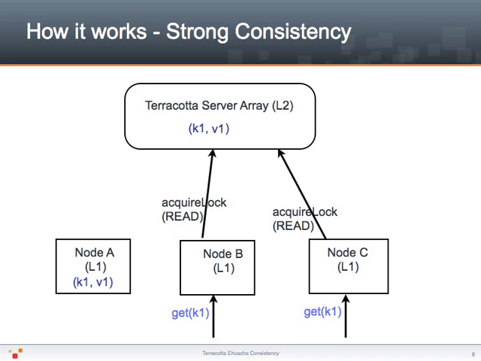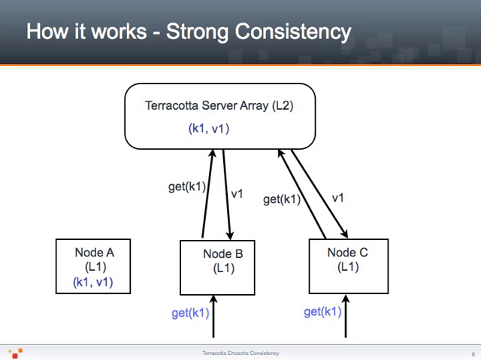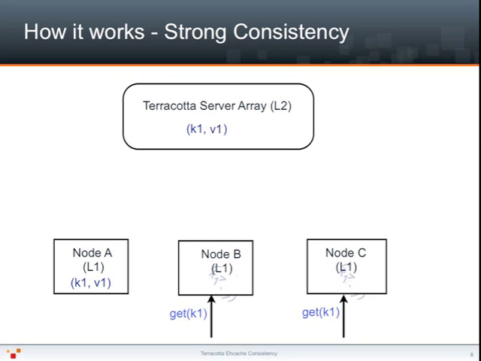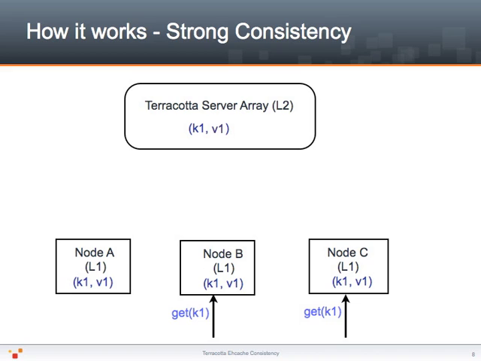The L2 then goes ahead and grants read locks to both nodes B and C. Nodes B and C then go ahead with the get and fetch value V1 from the L2 and then populate it in its local cache.